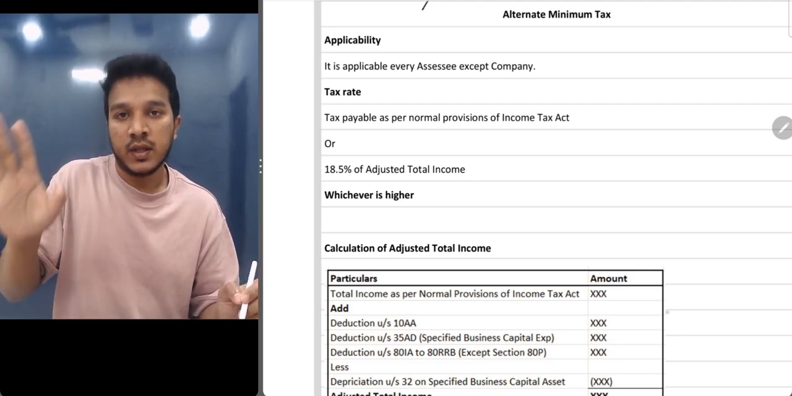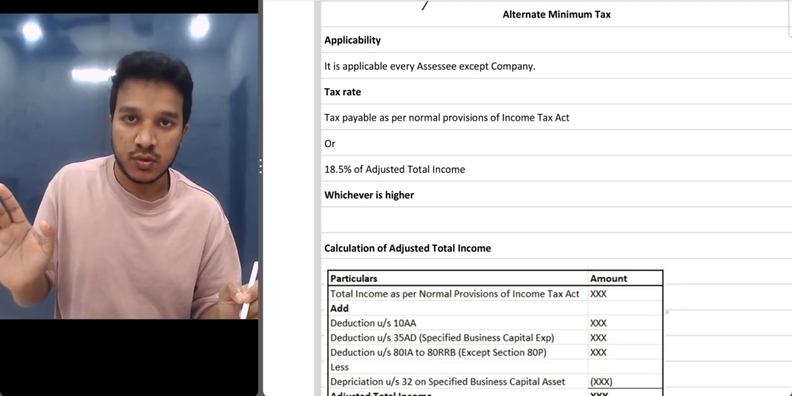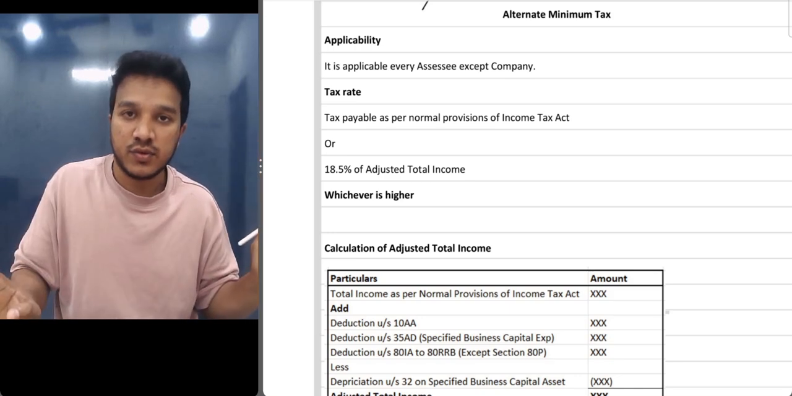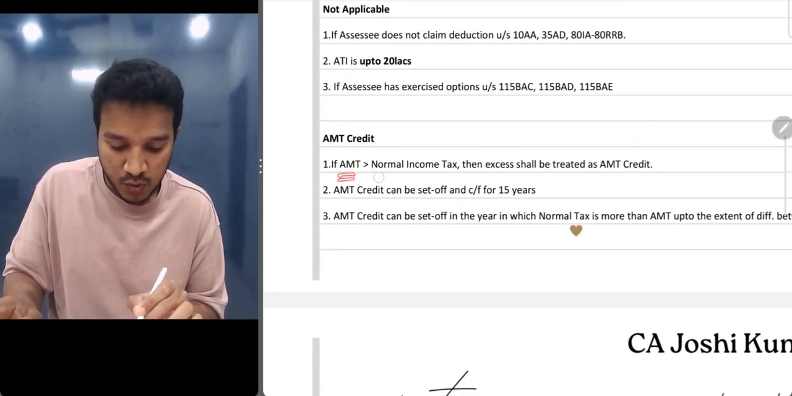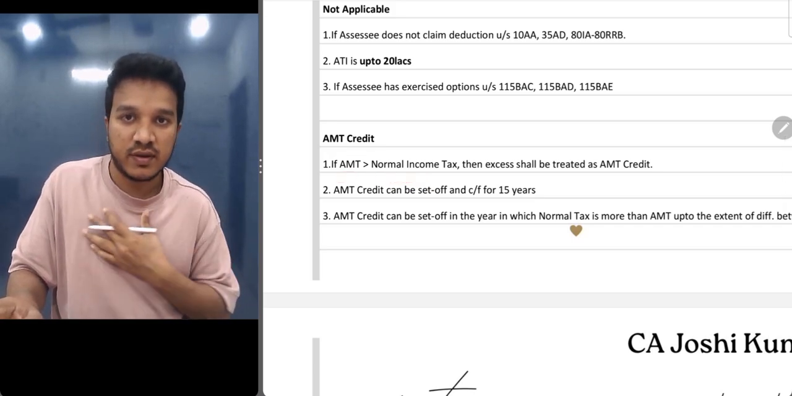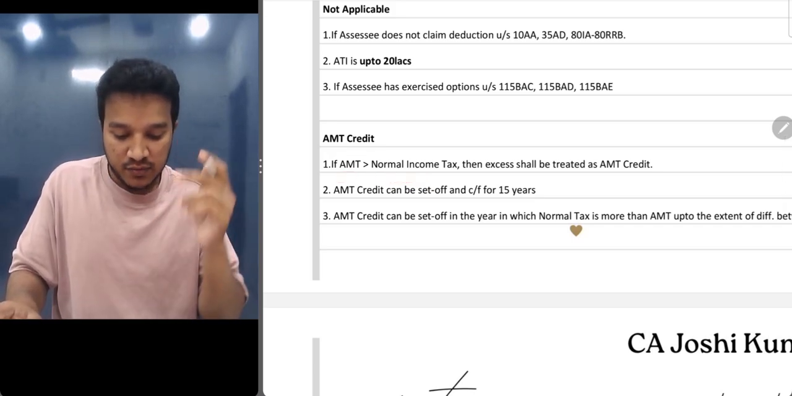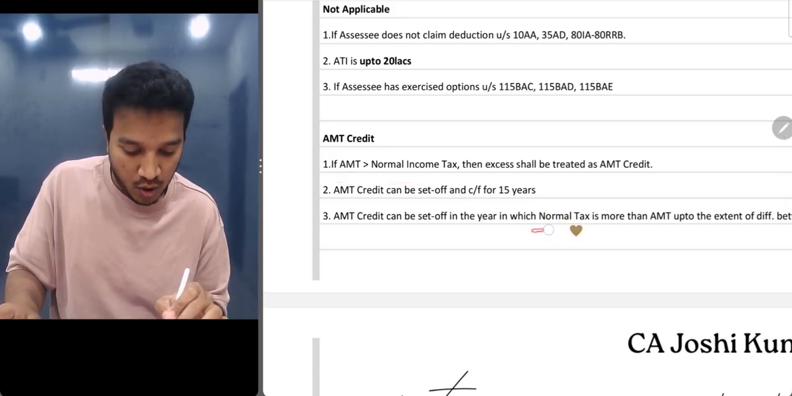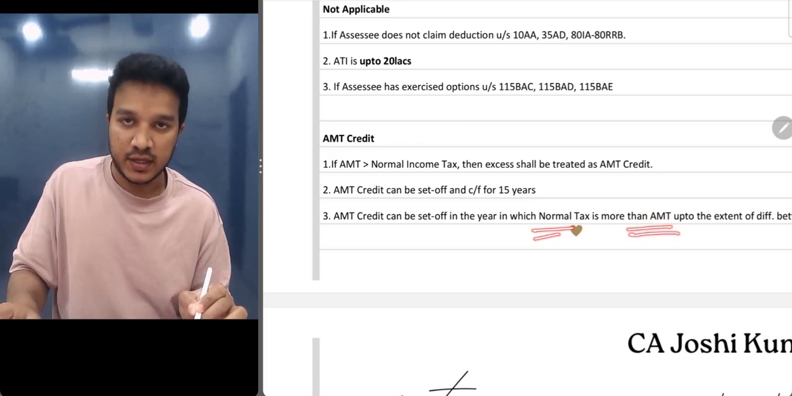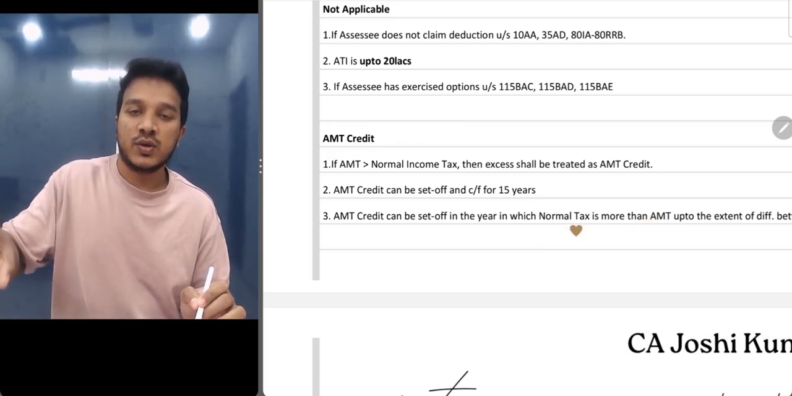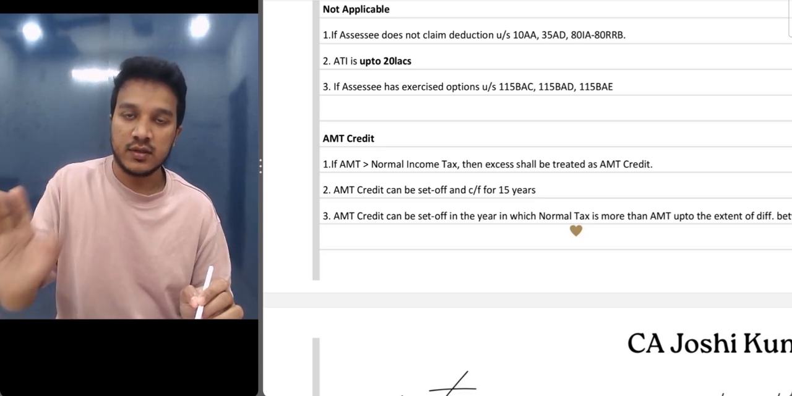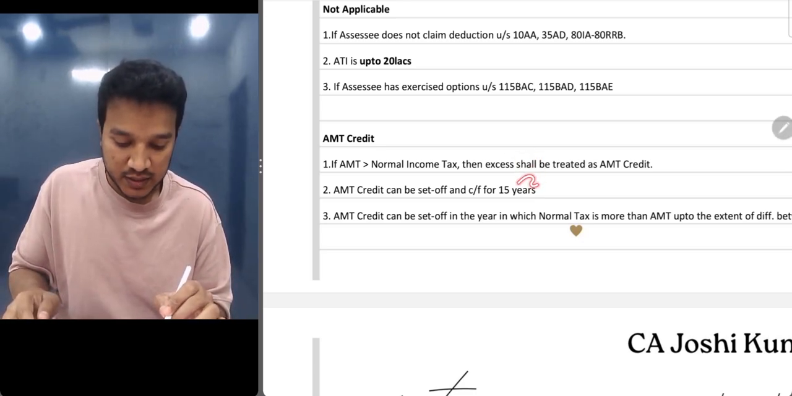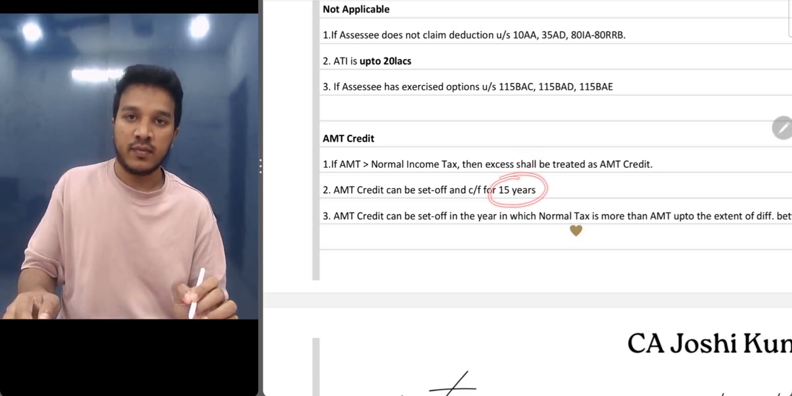What the government is saying, okay, fine, now you paid 20 rupees extra, no? You can claim that as a credit in the future years. When? Now AMT is more than normal tax provisions, that's why we paid 20 extra. In the future, when the normal tax is more than AMT, then in that case you can say earlier I paid that tax, now I'll take that credit. Got it? So that's how the credit works, and you can set off for next 15 years.